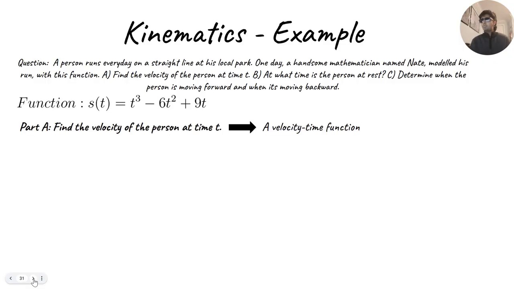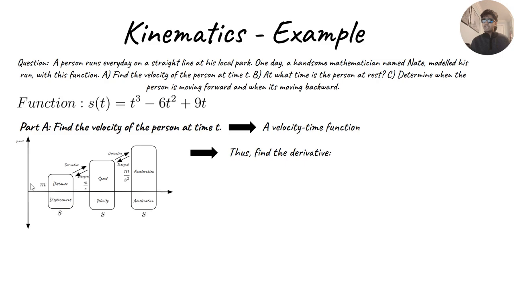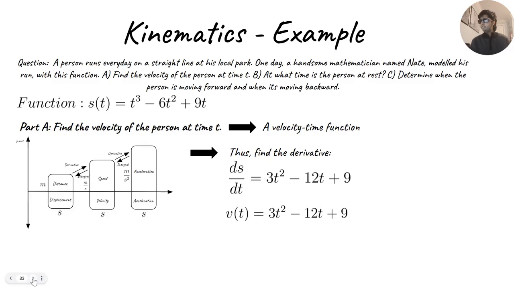Alright, let's first tackle part A. Part A says find the velocity of the person at time t. Well, the velocity at time t is essentially the velocity time function. And we know from our diagram that in order to go from distance and displacement, we take the derivative of it. So thus we need to find the derivative of our function. Now let's find the derivative, and v(t) equals 3t squared minus 12t plus 9.